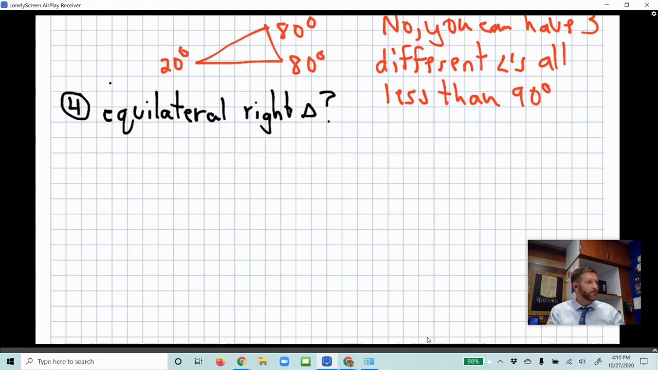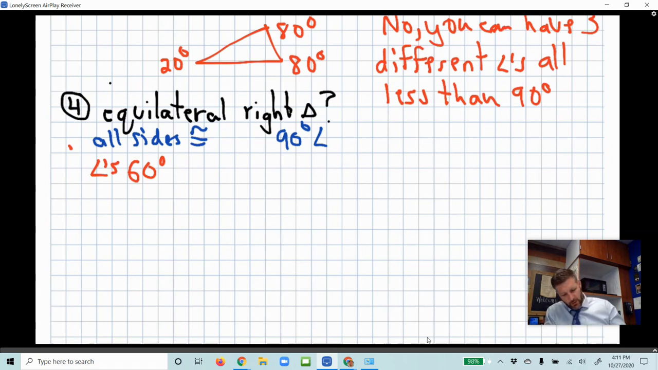So number 4, last one, is it possible to draw an equilateral right triangle? So equilateral means all sides congruent. And a right triangle means you have to have a 90-degree angle in there. You can see for a second that that's going to be a problem. First of all, if all sides are congruent, all the angles are congruent, and therefore they would have to all be 60 degrees. That doesn't allow you to have a 90-degree angle.